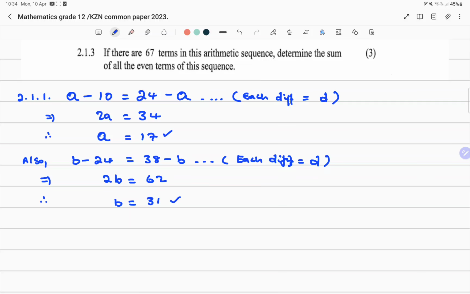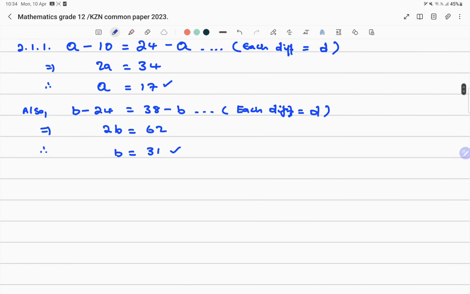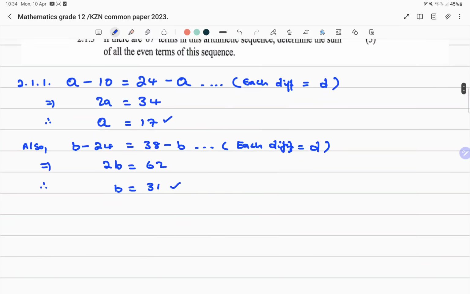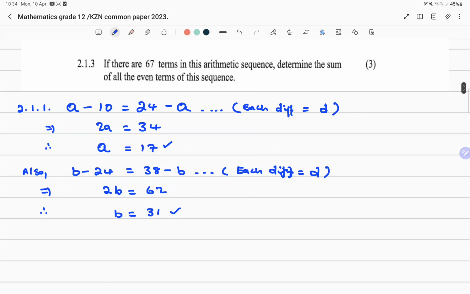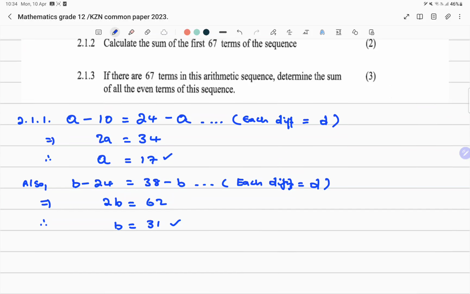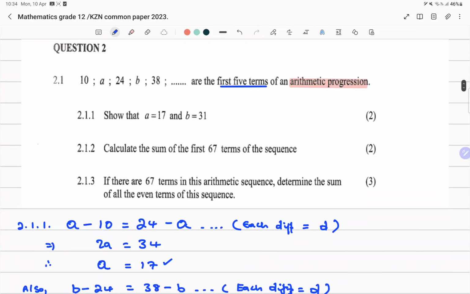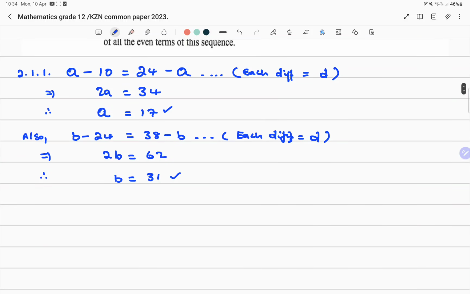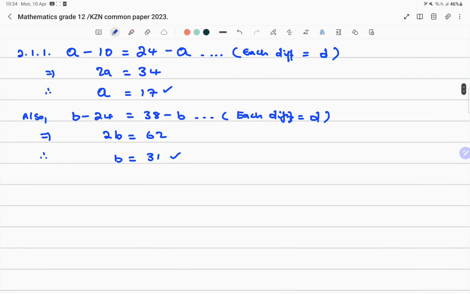So questions like this look intense, but you only get a mark for an answer. Of course, you cannot just write an answer without showing the workings. Now, next question says, calculate the sum of the first 67 terms of the sequence. This is 2.1.2.